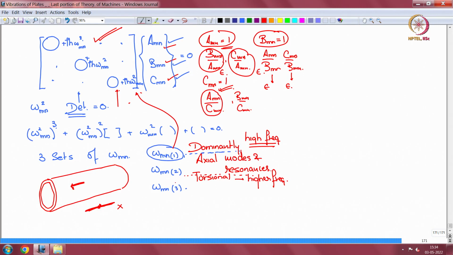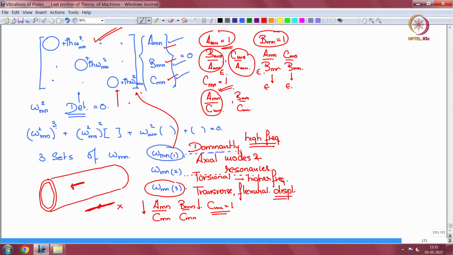Okay. Now the last set. So if you do this, you will find that you look at Amn by Cmn and Bmn by Cmn. These will be small quantities. And then Cmn will be of order 1. That means these are dominantly radial or transverse or flexural, as we call it, that is bending dominated, flexural, transverse, radial displacement natural frequencies.